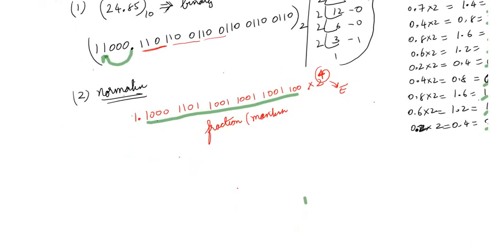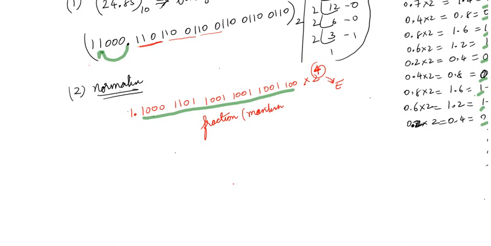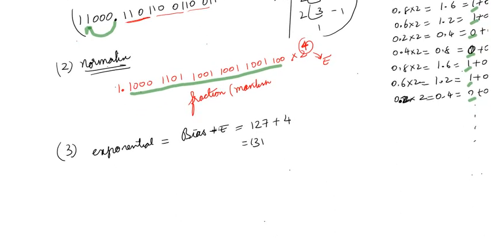Now in the next step, I have to find the exponent. The exponent is equal to bias plus E. What is bias? Bias is 127 for single precision. E is 4, which gives 131. Convert 131 into binary. Write it in 8 bits. Okay, 131 into binary.